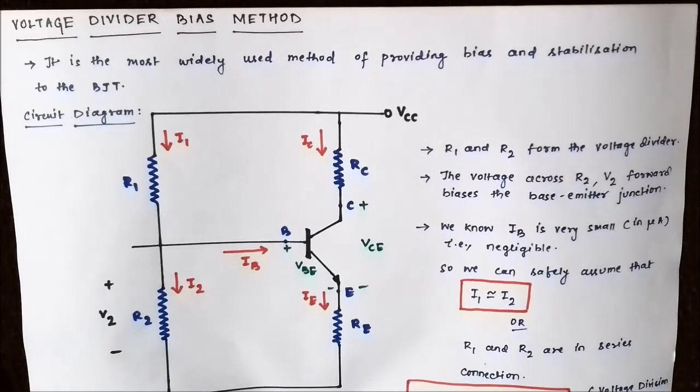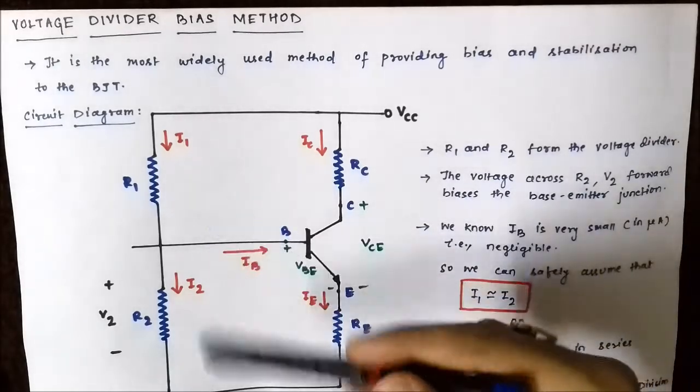Now it is the most widely used method to provide biasing and stabilization to transistor circuits, be it bipolar junction transistor or field effect transistor. This is a popular method which is used, the voltage divider bias method.